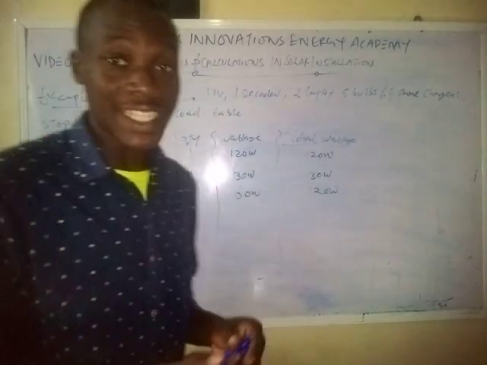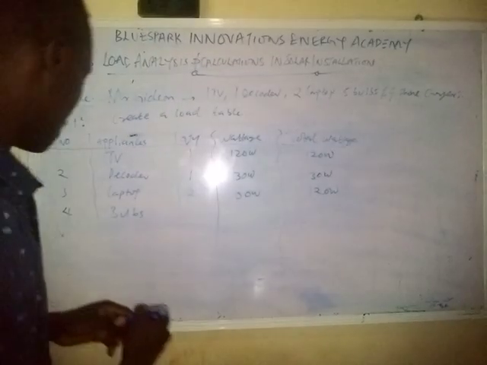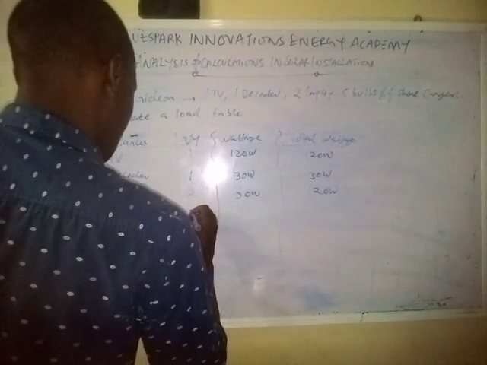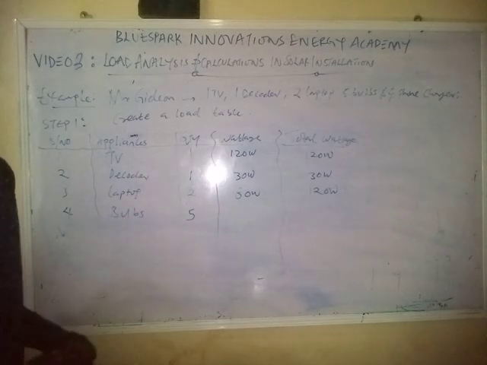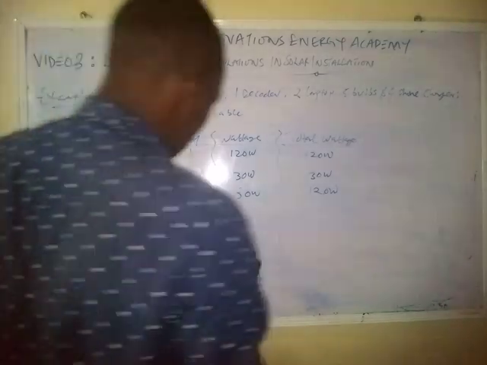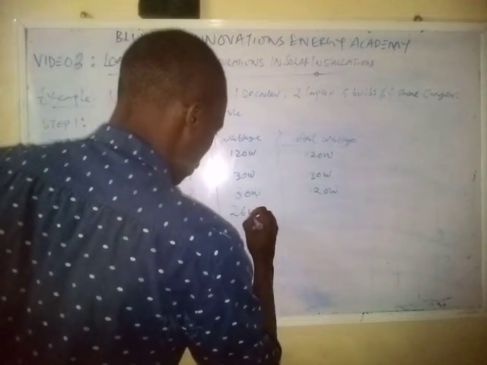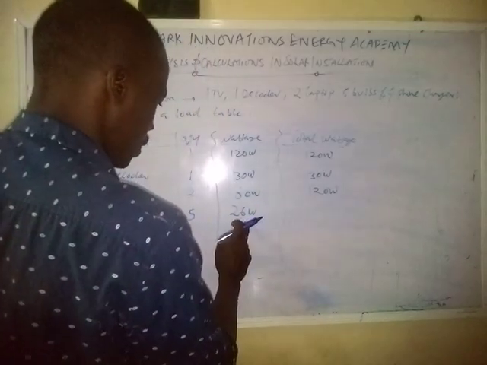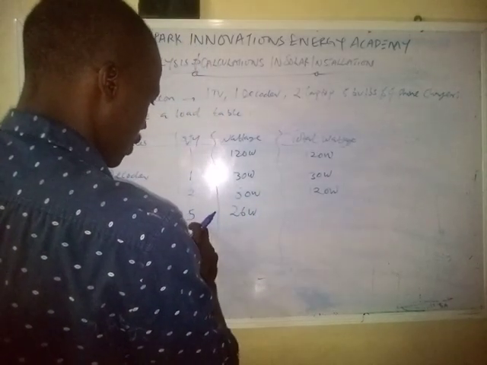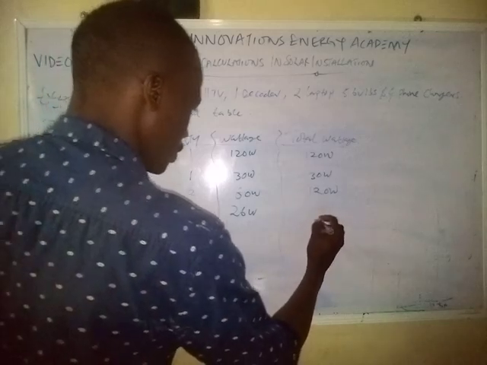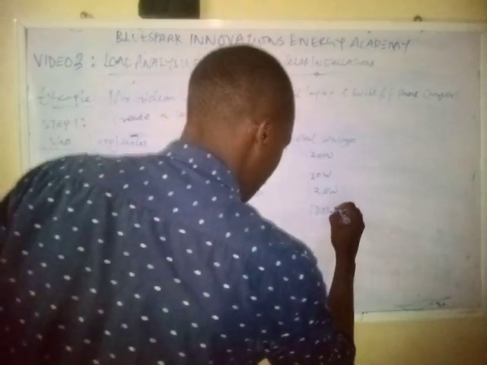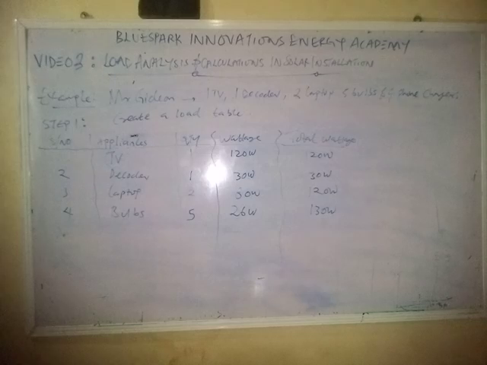Then item 4, bulbs. You know, bulbs to light up the room. So how many bulbs do we have? We have 5 bulbs. And let's say each bulb is 26 watts. So that's 5 times 26, and that will give us 130 watts. Yes, I think I'm correct.